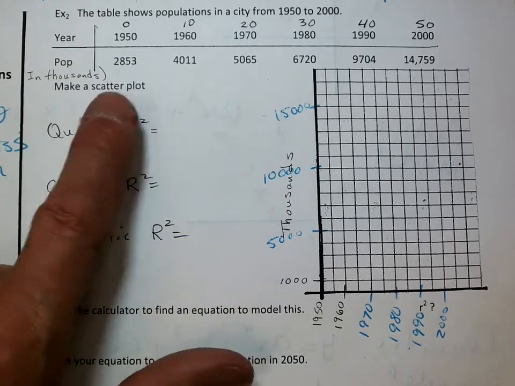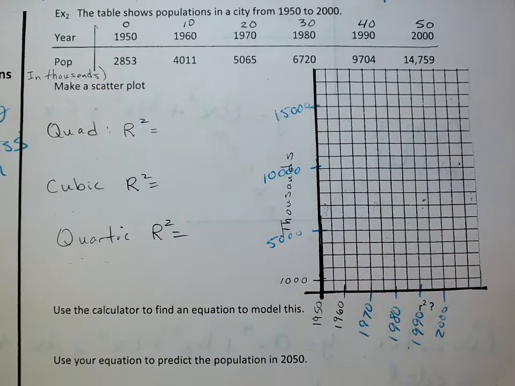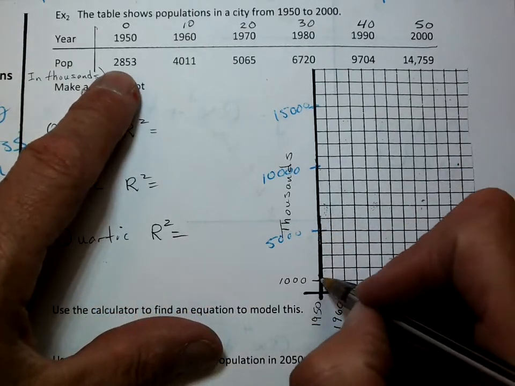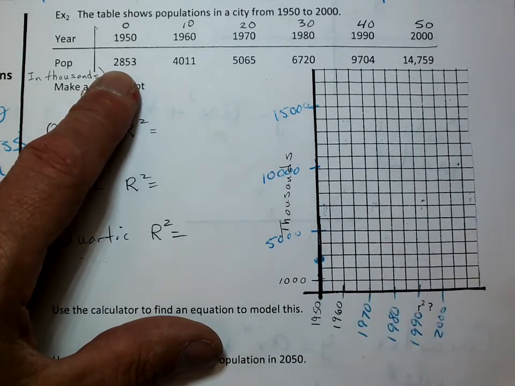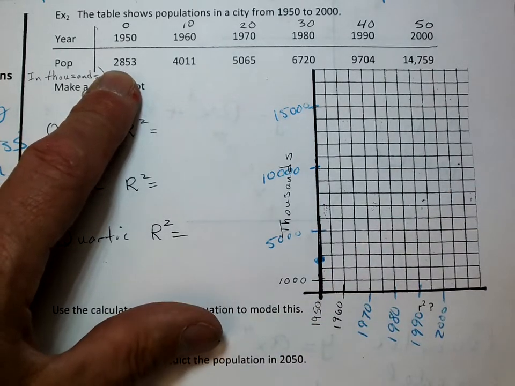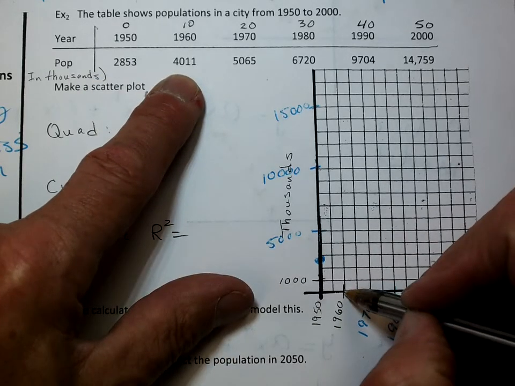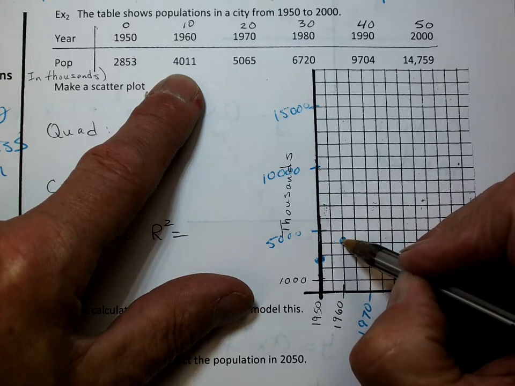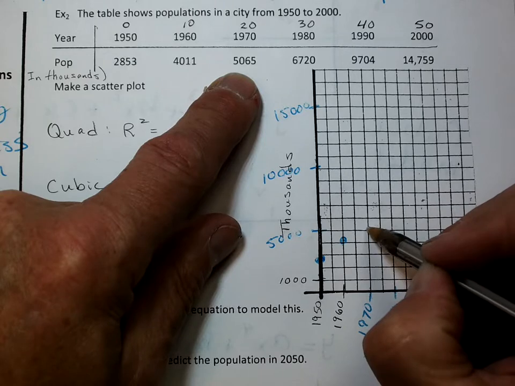So let's do a scatter plot. Okay, year 0, 1950. I'm going to put a dot awfully close to 1950, about 2,800, so 1,000, 2,800. That's about there. Now we don't have to be perfect. We're just going to guesstimate. We want to get the general shape of it, okay? 1960 is about a 4,000, which is about there. 4,011. 1970 is about a 5,000. It's about there.